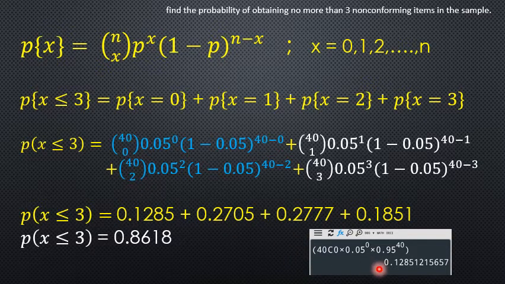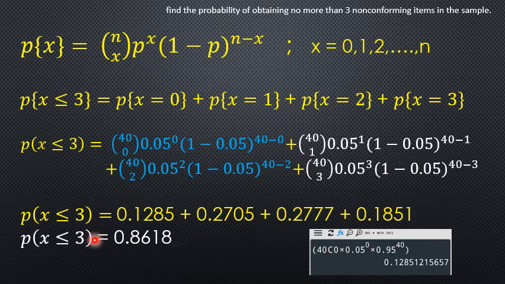So this is 40C0 multiplied by p to the power x, that is 0.05 to the power 0, multiplied by 1 minus p, that is 0.95 to the power n minus x, that is 40 minus 0, that is 40. So we get this value up to 4 digits, 0.1285. Here we take 0.1285. Similarly we get the next three values also: 0.2705 plus 0.2777 plus 0.1851. So the total probability is equal to 0.8618.